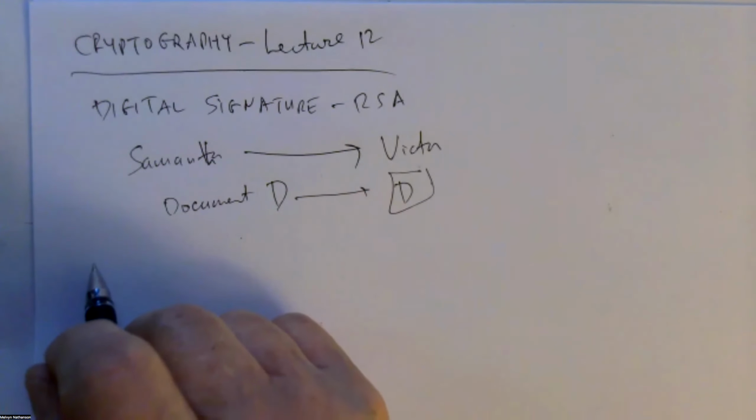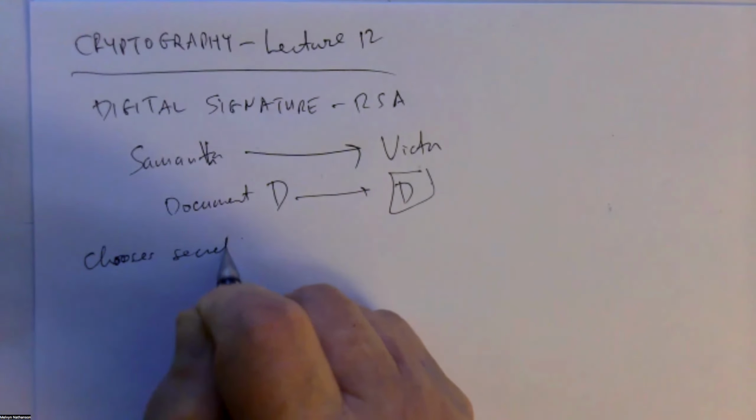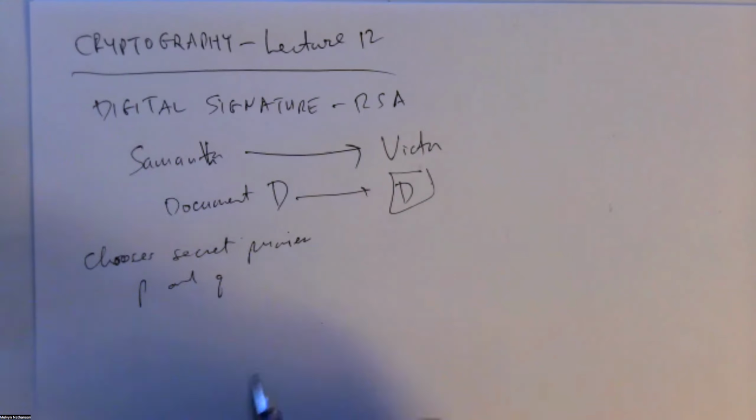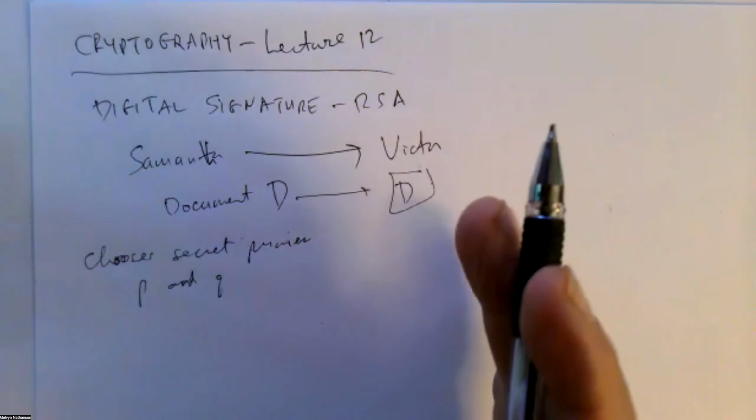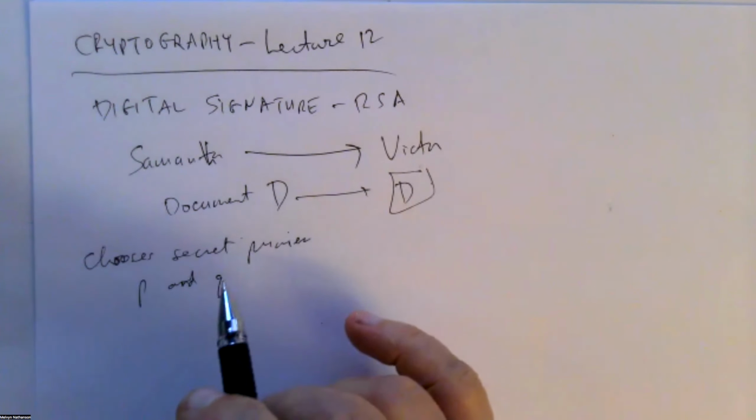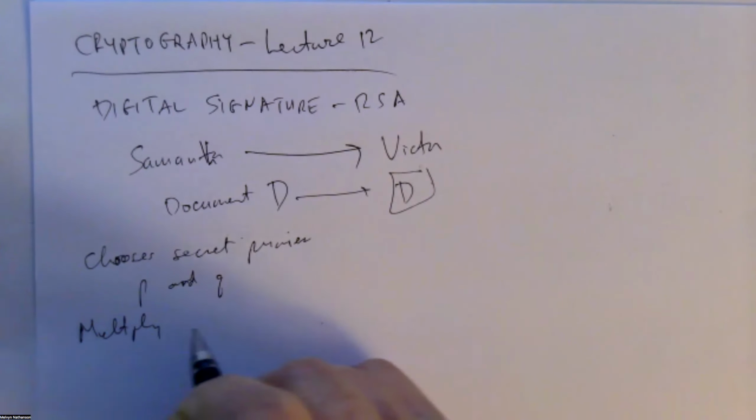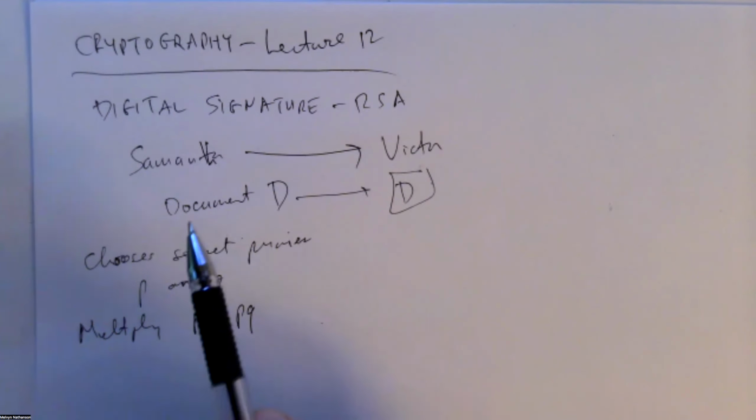So Samantha chooses secret primes P and Q. So this means primes that she knows, but she's not going to tell anyone else. And she multiplies them, so you get a number n, which is P times Q. Anyone who knows P and Q can multiply them and get n. There's nothing special about that. But Samantha is not going to tell anyone what P and Q are.